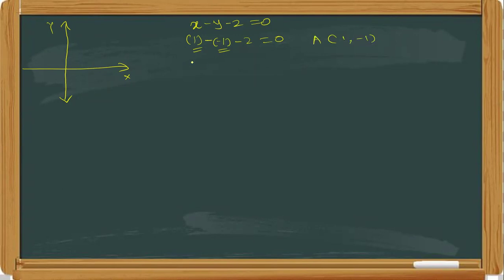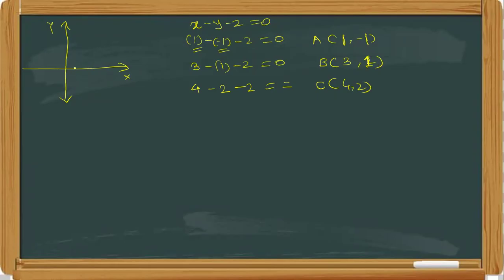Let's take another value, x as 3, y as 1. So 3 minus 1 minus 2 is 0. Let's take point B as (3, 1). If we take x equals 4, we need y equals 2, then it will be 0. Then let's take (4, 2) as the third point. So this is point A, point B and point C.